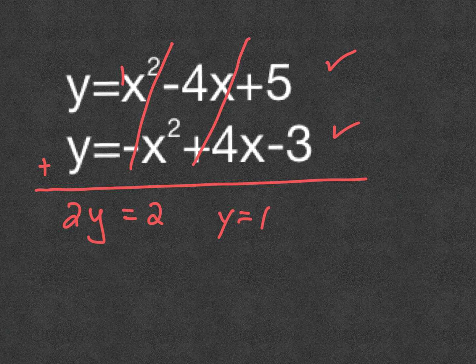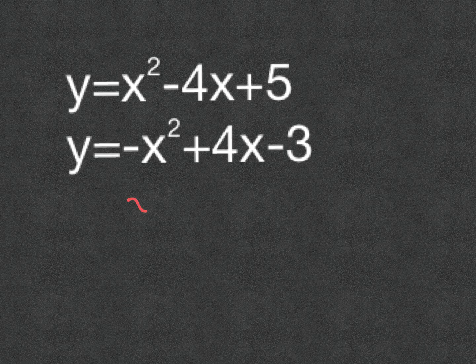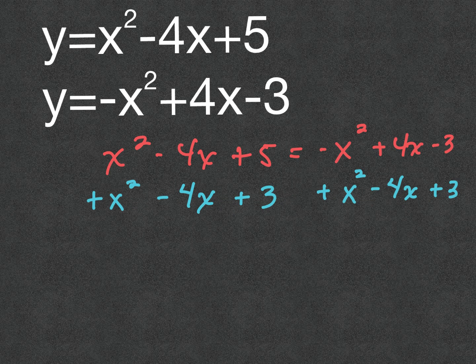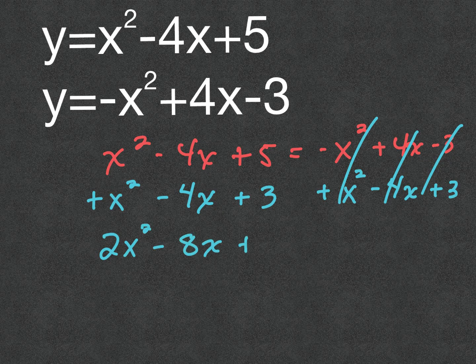However, let's do the method that I started with, substitution. By the way, this is called elimination, but it's totally possible to do it that way. So let's go back to substitution. For substitution, I'm going to have x squared minus 4x plus 5, the way I showed you, equal to negative x squared plus 4x minus 3. Then you solve. Okay, you're going to add x squared, subtract 4x, add 3 to both sides. Why? It cancels all this on this side. We get 2x squared minus 8x plus 8 is equal to 0.